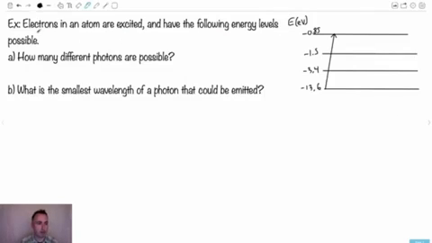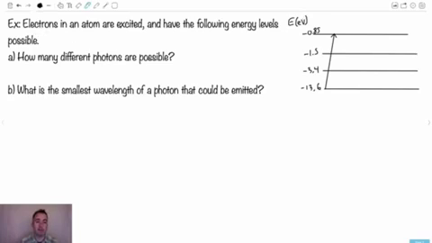So now I've got an example for you. We have electrons in an atom, and in this case right here, I think I chose, yeah, that looks like the energy levels for hydrogen. So we have electrons in a hydrogen atom, and they're excited. What I mean by that is they go up in energy level. And they have the following energy levels possible. They tell you this in electron volts.